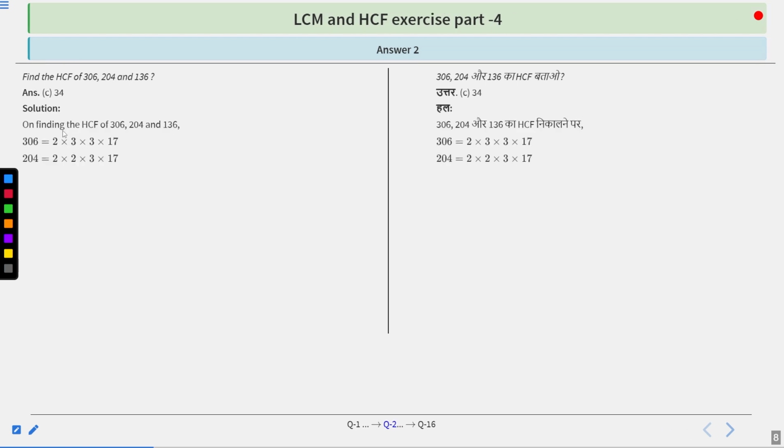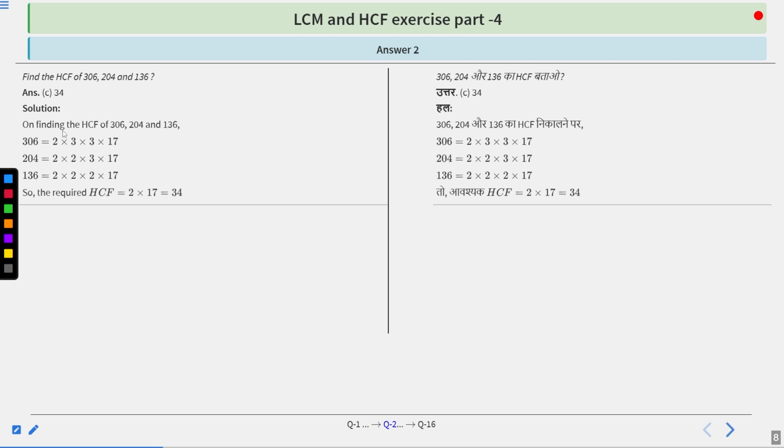Now, to find the HCF of 306, 204 and 136, we are going to find the factors. The factors of 306 are 2 into 3 into 3 into 17. All these are prime numbers. The factors of 204 are 2 into 2 into 3 into 17. Again 2, 3 and 17 are prime numbers. And the factors of 136 are 2 into 2 into 2 into 17.